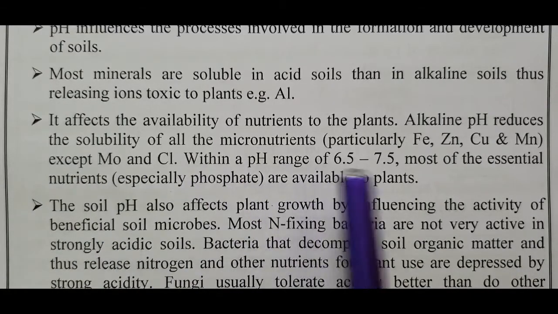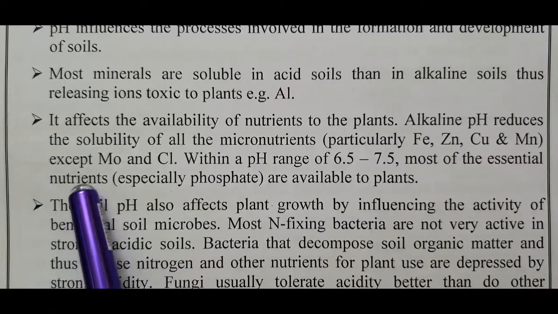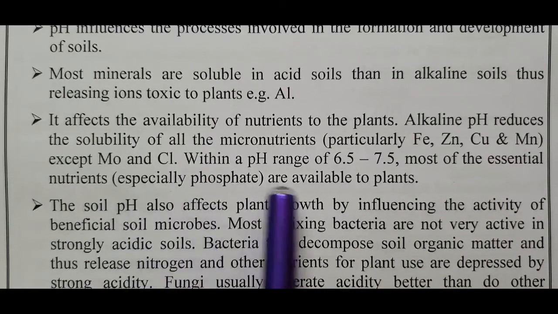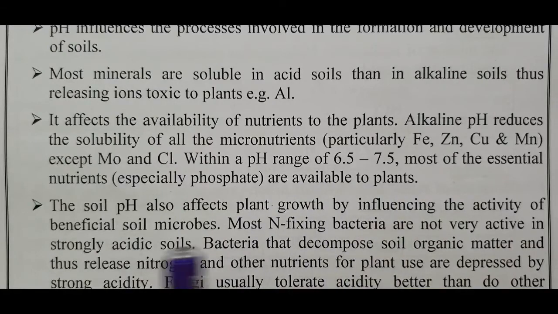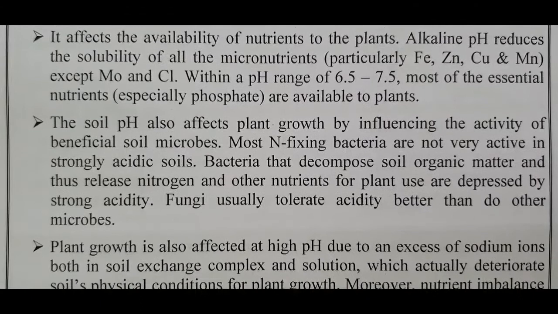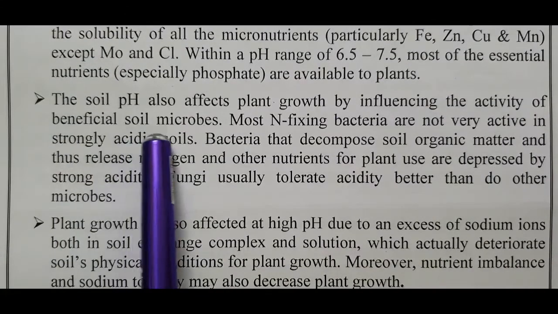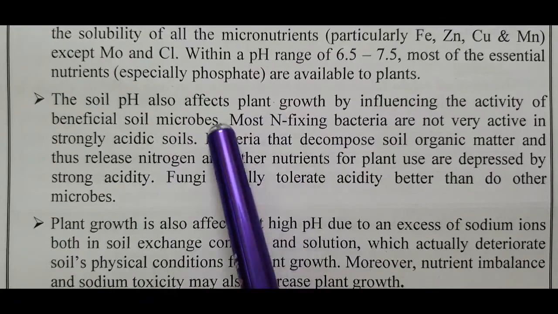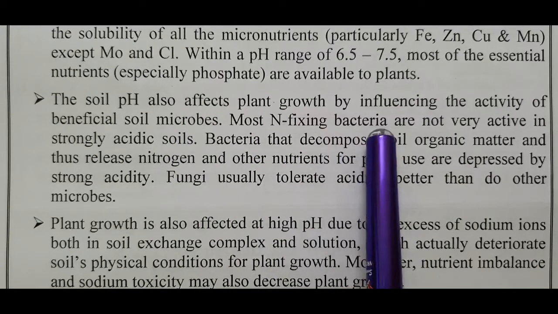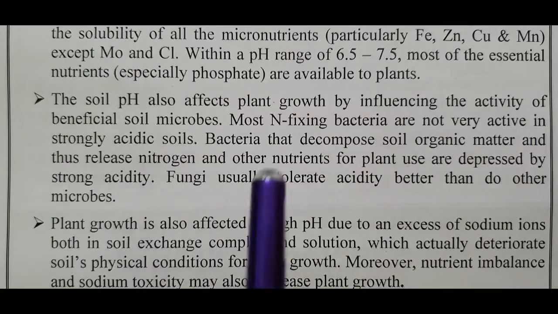Within a pH range of 6.5 to 7.5, most of the essential nutrients, especially phosphate, are available to plants. The soil pH also affects plant growth by influencing the activity of beneficial soil microbes. Most nitrogen fixing bacteria are not very active in strongly acidic soil.